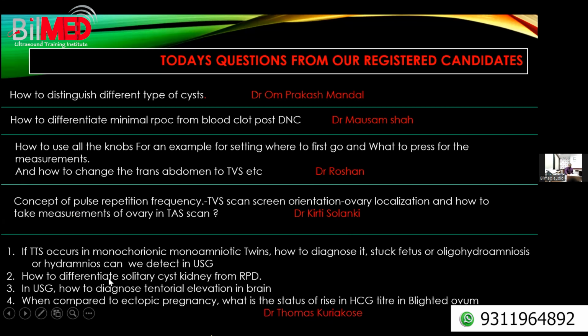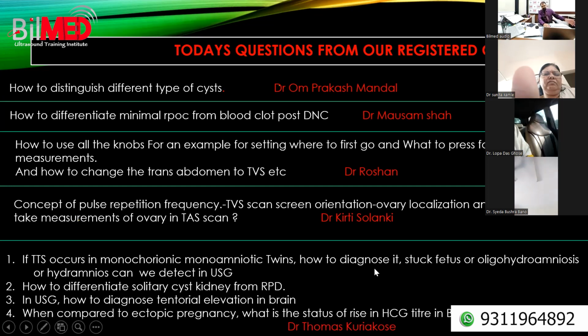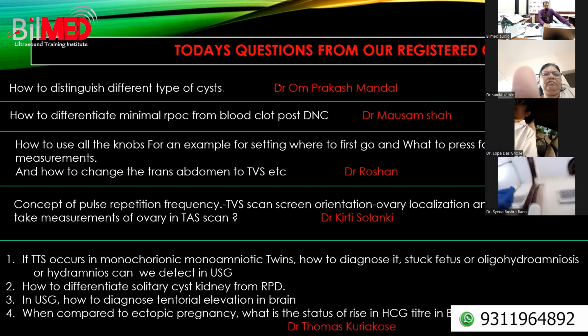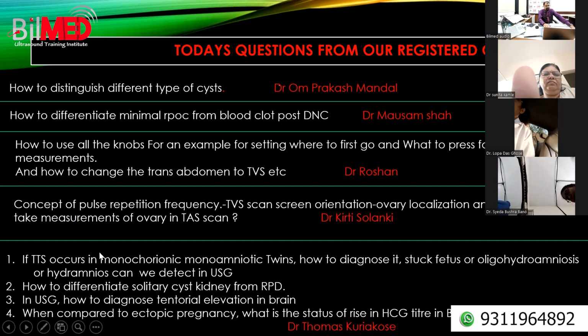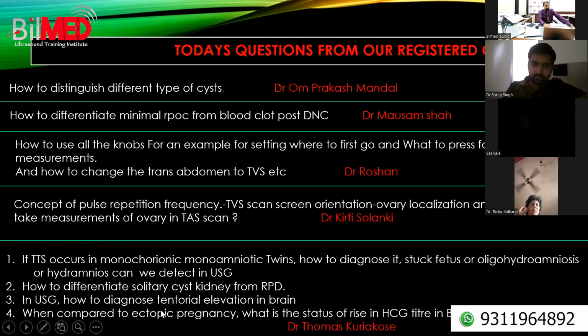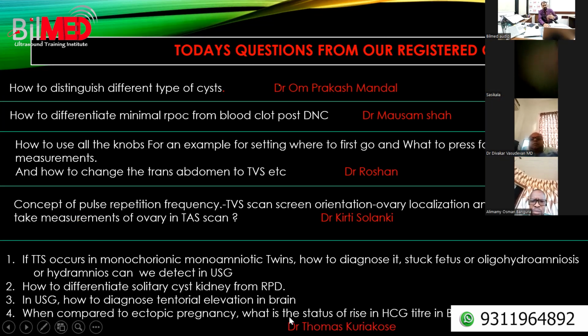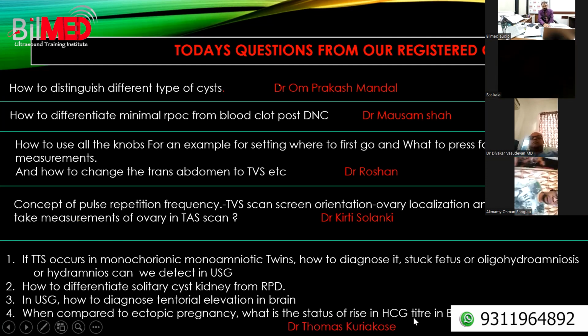And Dr. Thomas is posting a question on twin transfusion syndrome. If I am having a monochorionic, monoamniotic twin, how to diagnose it if there is a stuck fetus, and how to make out whether I am dealing with oligo or hydramnios in case of a monochorionic, monoamniotic twin. The next question from the same Dr. Thomas is how to differentiate a solitary cyst from RPD, that is the renal pelvic diameter. Third question, how to diagnose a tentorial elevation of the brain. And the last question is, when compared to ectopic pregnancy, what is the status of rise in beta HCG levels in a blighted ovum?